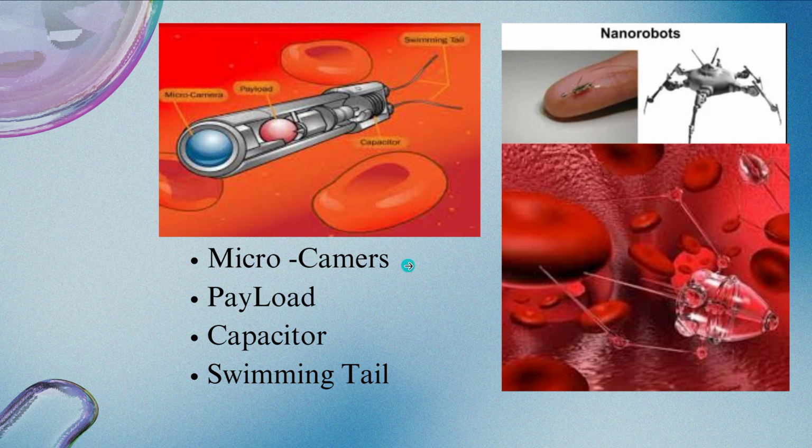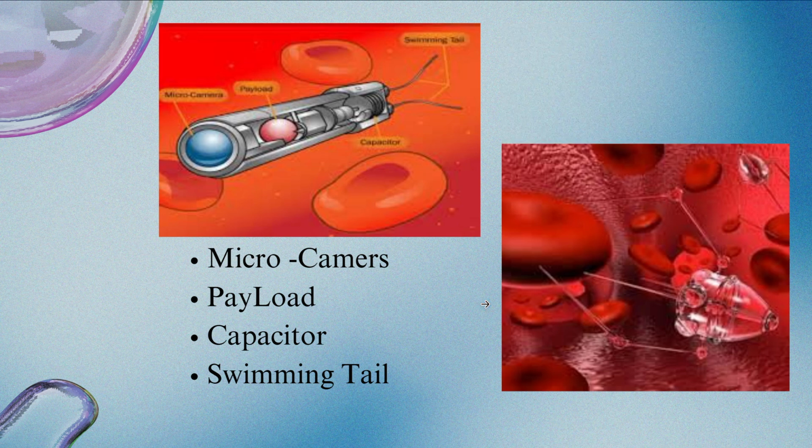Because we need knowledge about many things, we need to preserve the knowledge of a wise man. Micro cameras and payload, capacitor and swimming tail. In order to swim through our body, it should have a swimming tail, a capacitor, a payload, and a micro camera in order to see everything, right? These are the nano robots. These are sent through the body and they study the neural functions.